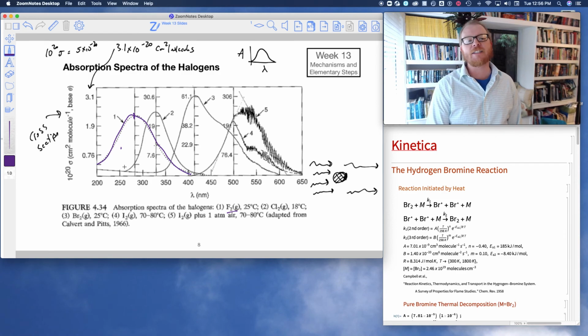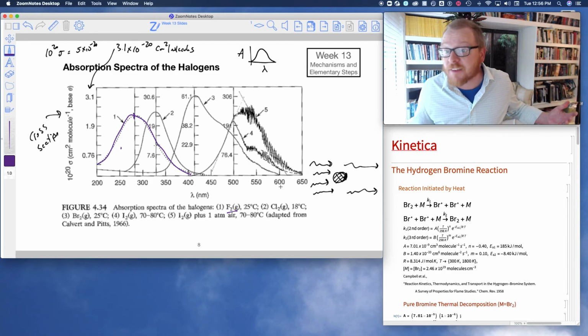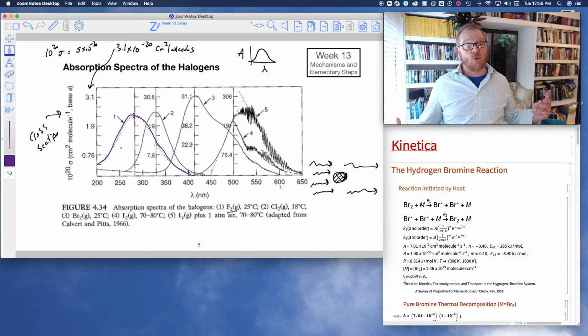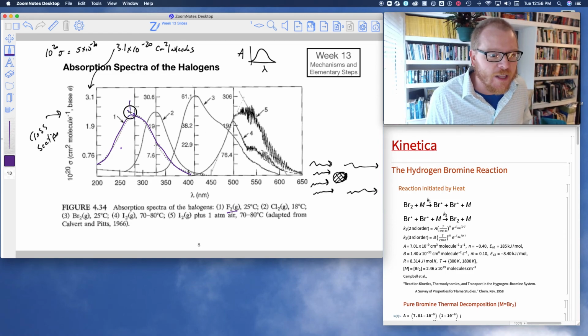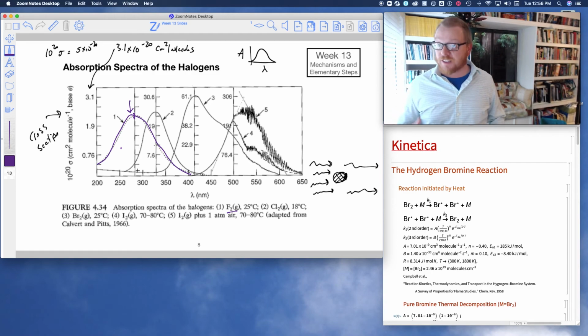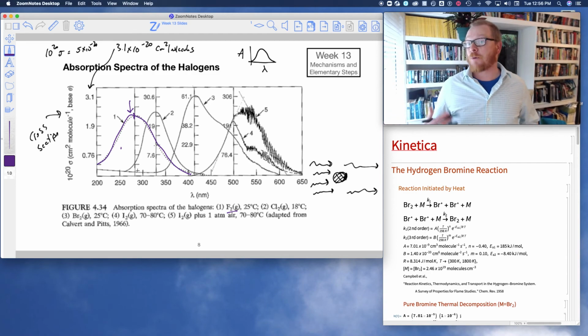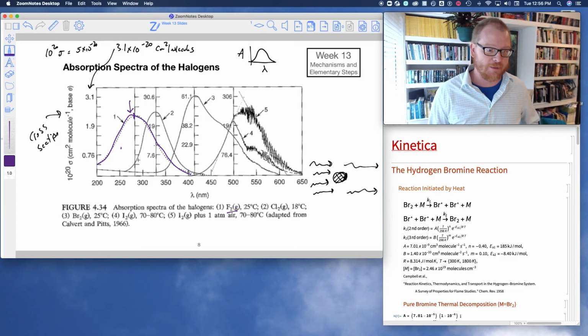So if I picked a light source to do photochemistry on fluorine way out at like 600 nanometers, nothing's going to happen. The fluorine doesn't absorb 600 nanometer light. What I would really want to do is choose a light source that's very close to the lambda max. That would give me the fastest possible photolysis rate constant.